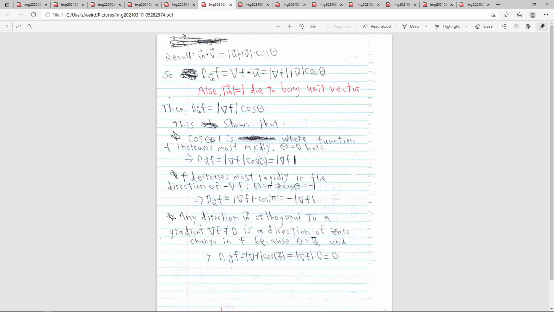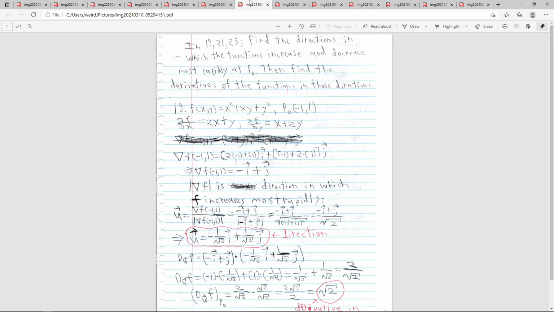F decreases, so basically cosine theta times the magnitude of gradient f is all that the directional derivative is equal to, really. So if you have theta equals 0 where cosine theta equals 1, you get the highest, where function f increases most rapidly, and the opposite is true when it's negative gradient, or where theta equals pi. So cosine pi is negative 1. And that applies to the next part.